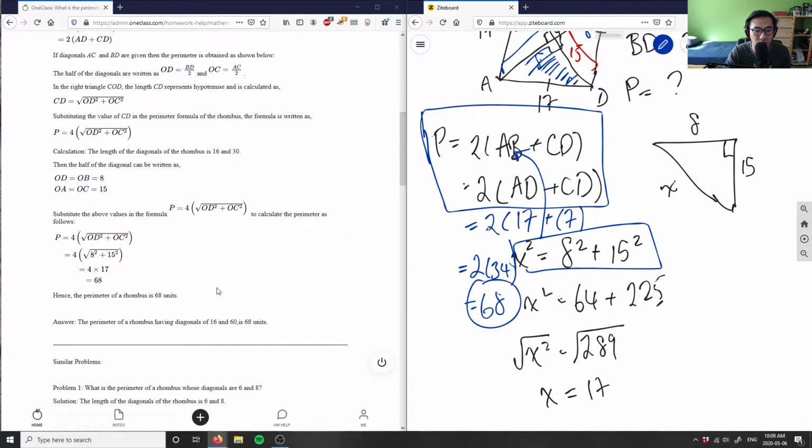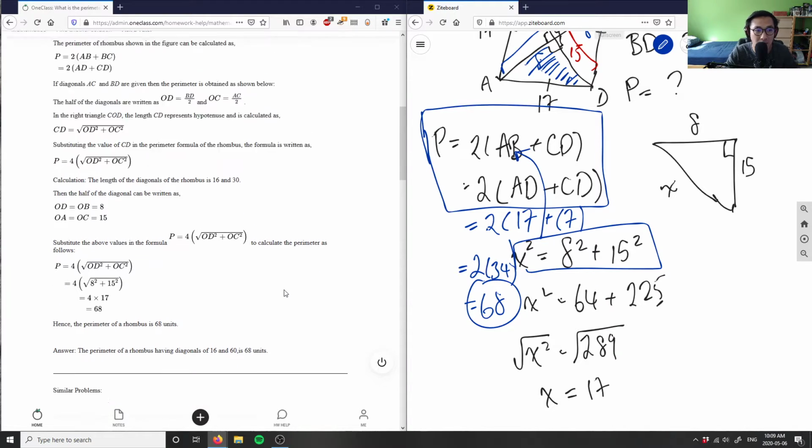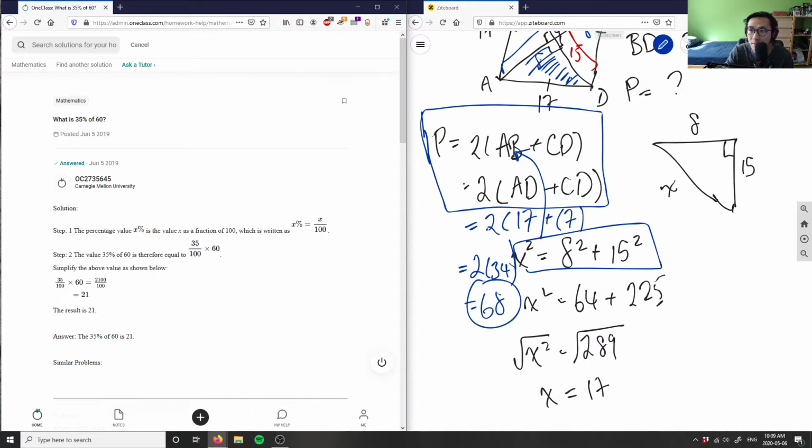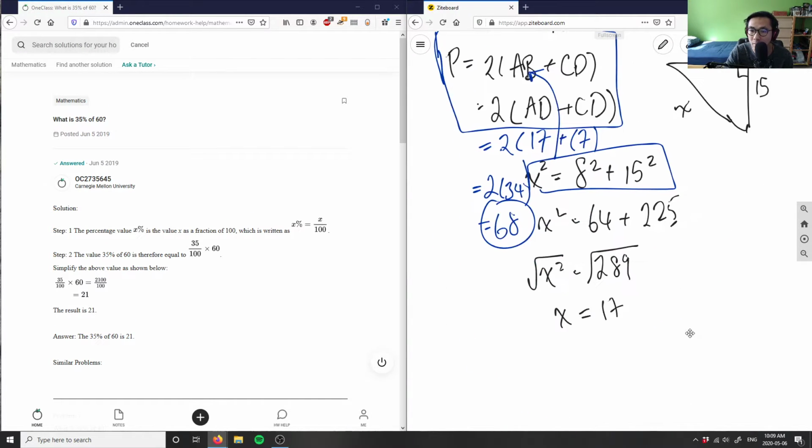Yeah, so hence the perimeter is 68. So this solution here is correct. All right, that's number 1.